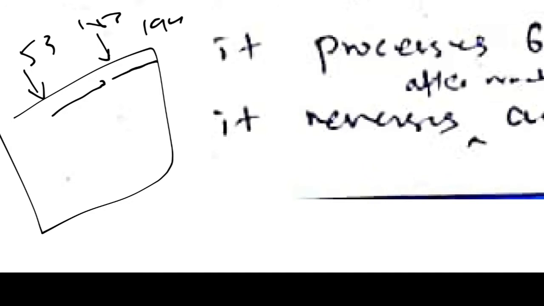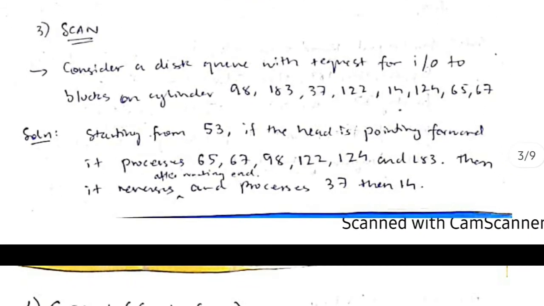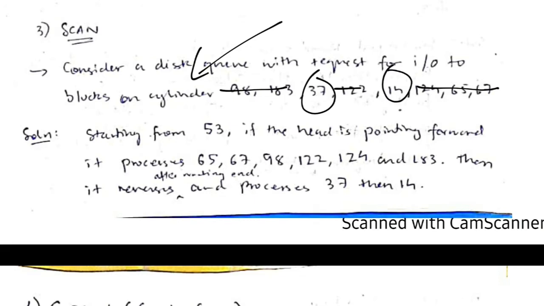It will see if any are there in between 183 and 199. If not, it will bounce back and search for the remaining ones. The remaining ones are 37 and 14. So it encounters 37 first, then it will encounter 14. Okay, so if you do it this way, that's known as scan. See here, after finishing all, we'll be remaining with 37 and 14. So first 37 comes if we come back from 199, then 14 comes. In that way, if you access, that's known as scan.